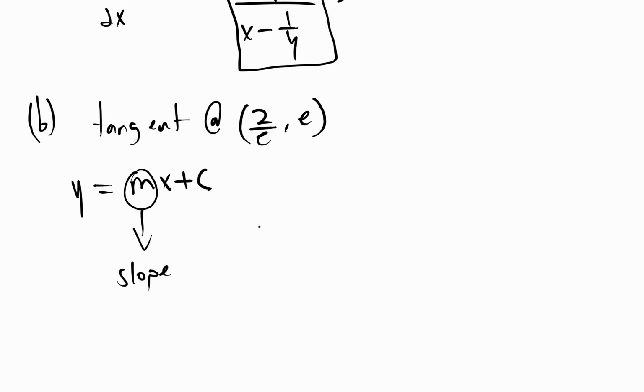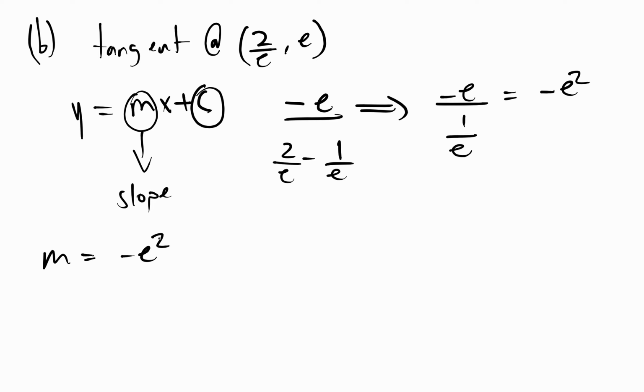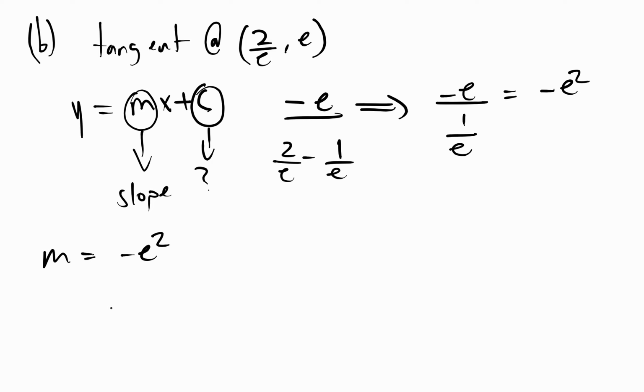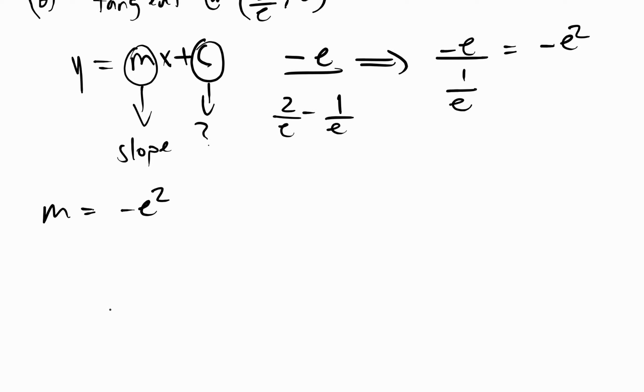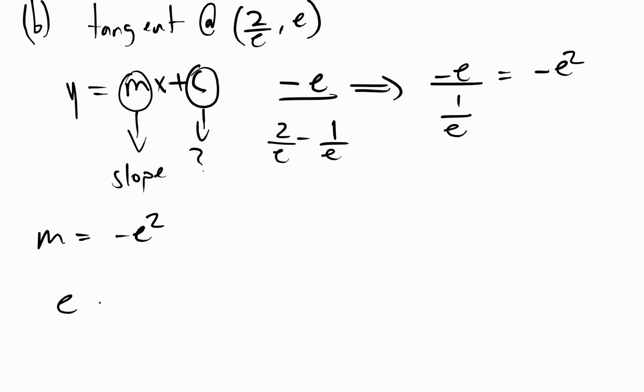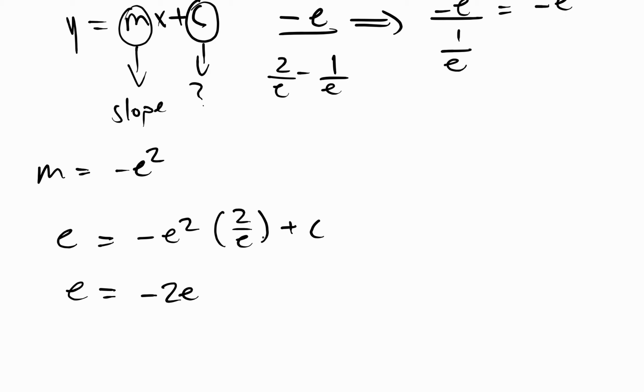Okay, but we still need to find out what is c. How do we find out what is c? Well, to find c, we just need to put in everything we know into this y is equal to mx plus c format and then solve for c. So we know that at this particular point, y is equal to e, the m we've solved for is negative e square, the x at this point is 2 by e, and we need to solve for c. So if we solve for c, what do we get? We get that e is equal to negative 2e, because this and the power cancel, plus c, so I'm getting c is equal to 3e.